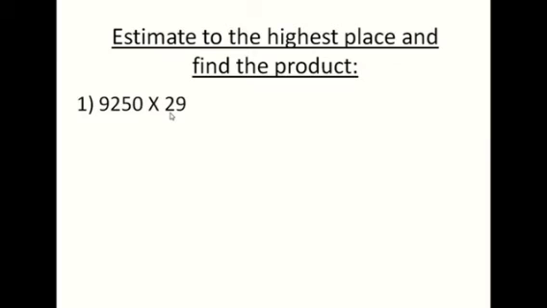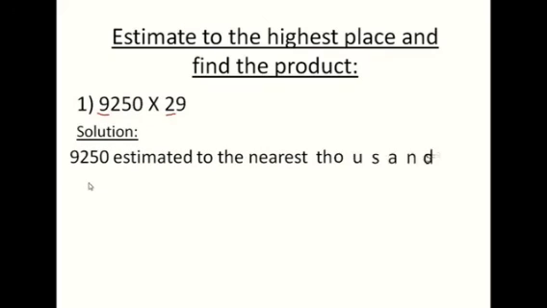First, what we have to do? We will underline the highest place. So here it is 9, underline, and here it is 2, underline with me. So for solution, what we have to do right now? We will write 9250 estimated to the nearest 1000 place. So write with me, 9250 estimated to the nearest thousands. How much it is? 9000.